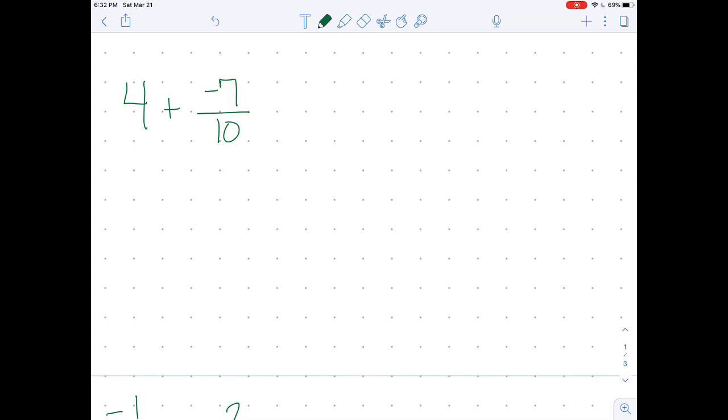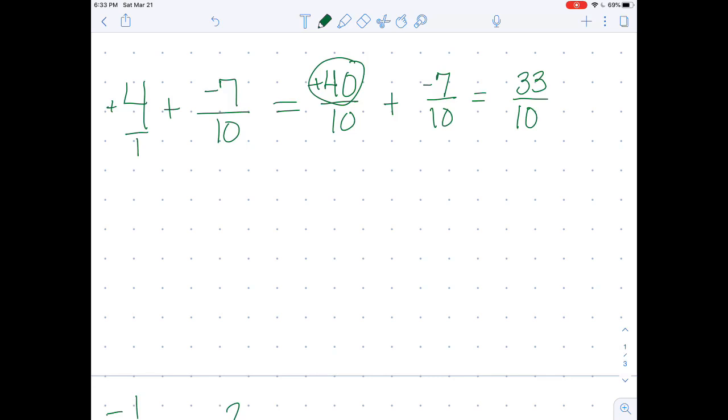Here we've got 4 plus negative 7/10. Well, right away, this 4 is positive, this 7 is negative, so there are different signs, we have to subtract. If I want common denominators, this 4 is like 4 over 1, so this would be 40 over 10. I took both the 4 and the 1 times 10. Plus negative 7 over 10. Well, 40 minus 7 would get me 33 over 10. The 40 is positive. This is the bigger number, so the answer is positive.